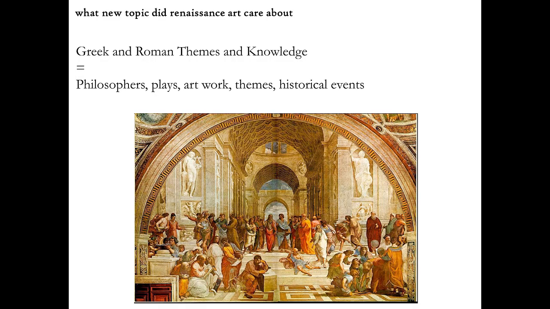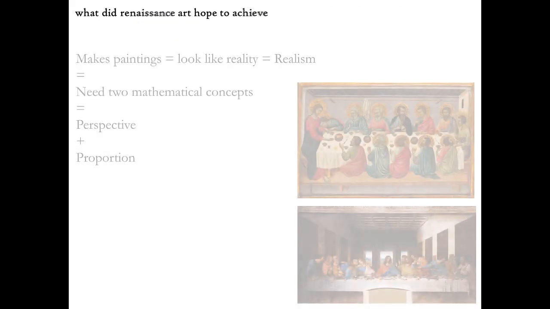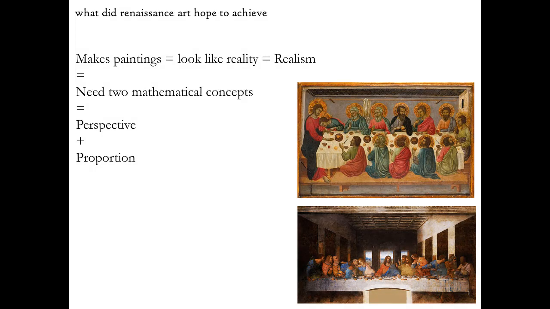So what did Renaissance art hope to achieve? Well, you kind of already saw it with Raphael's painting. Raphael's painting gives you the School of Athens. You kind of should know how that's different from the angel Michael we just looked at. What did it hope to achieve? To make paintings look like reality, to add realism.